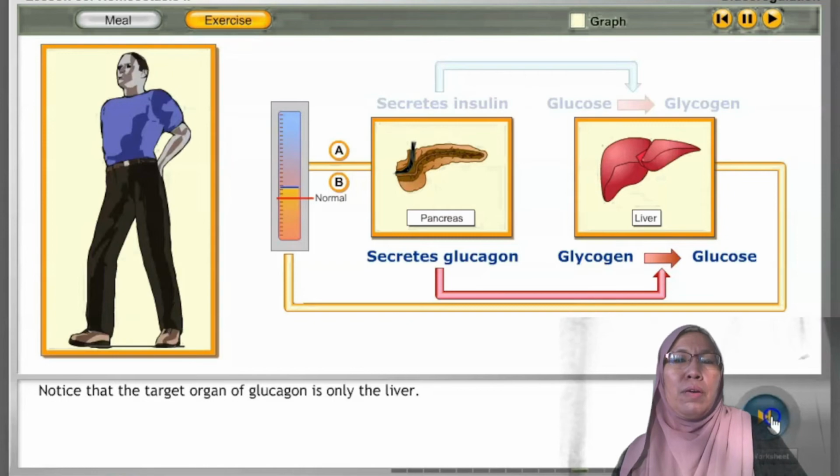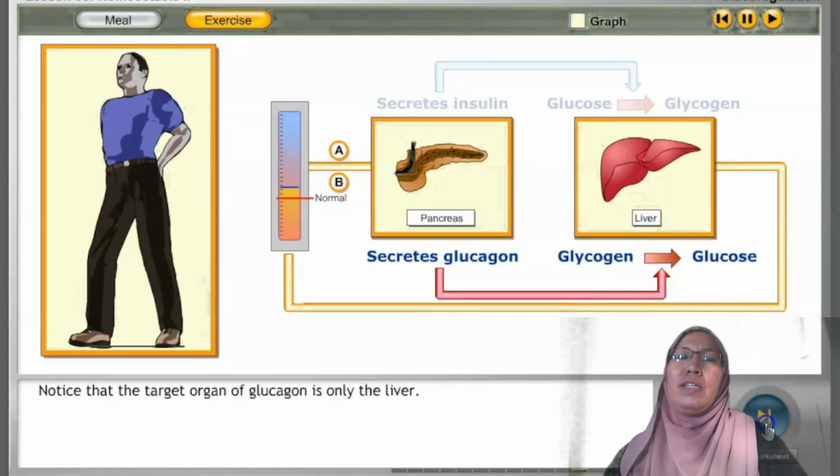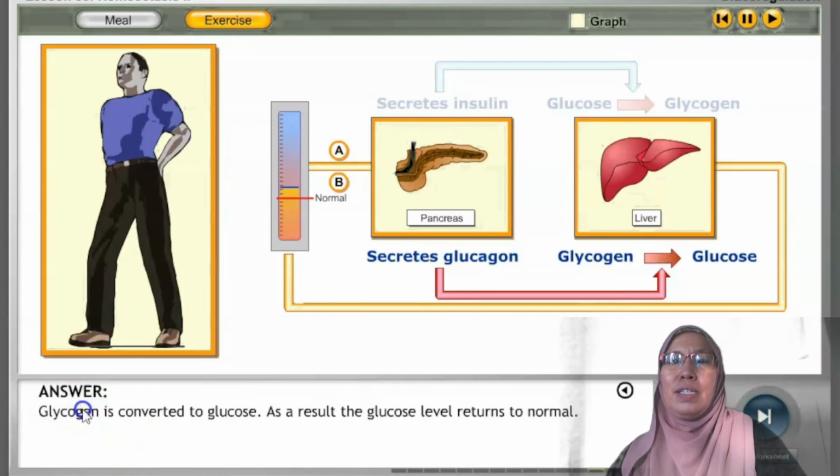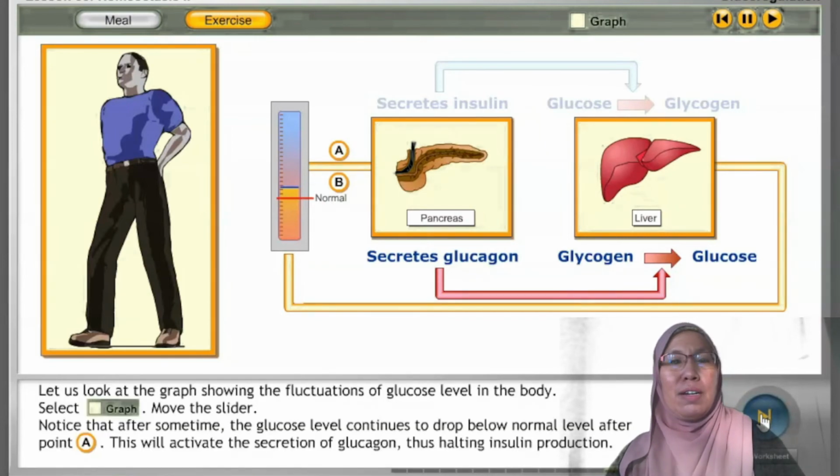back to normal. The target organ of glucagon is only the liver. The liver is the place where glycogenolysis happens, so glycogen is converted to glucose. As a result, the glucose level returns to normal.